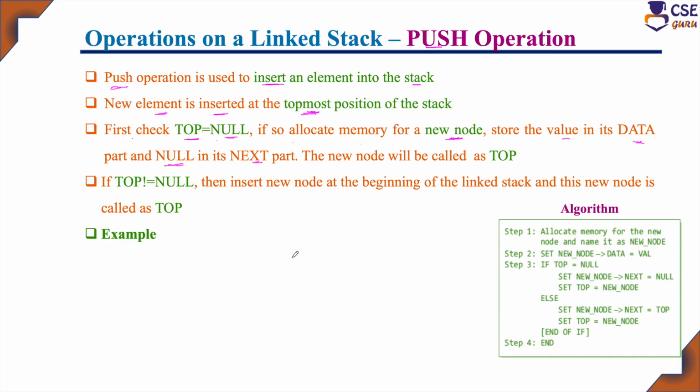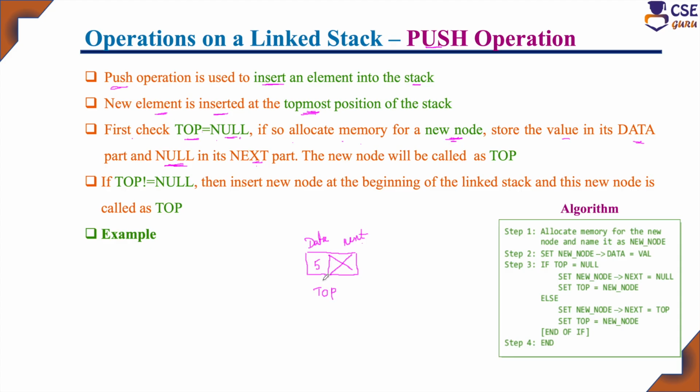For example, if I am creating a new node, here top is equal to null. Okay. So allocate memory for a new node. This is a linked list representation. Always a linked list node will consist of two parts. One is the data part and another one is the next part. Next part will store the address of the next element. Suppose it is the first element, top is null. If it is the first element, store the value in the data part. For example, 5 I am storing, so store the value in the data part and null in the next part. That is for the first element. Okay. So null in the next part. And this new node will be called top now. There is no element in the stack before this.